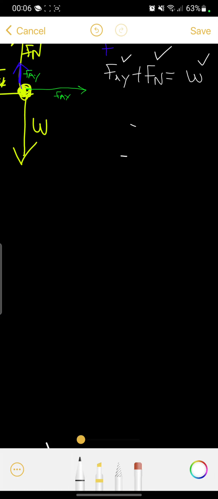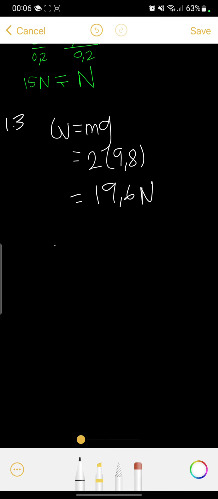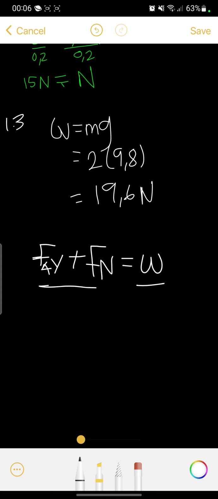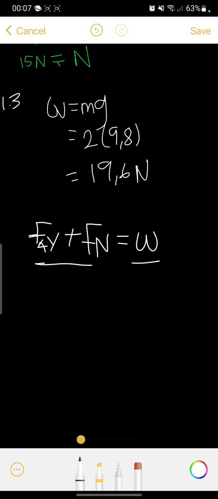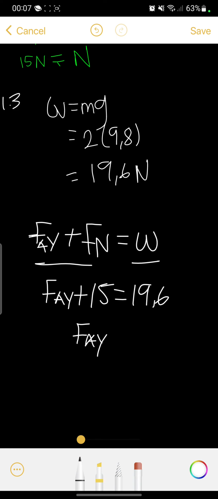So we're looking for Fay. So let's just replace into that little formula that we've made ourselves. So Fay plus Fn, which is the normal force, is equal to weight. So the force acting up is equal to the force acting down. So our Fay plus our Fn, we got it as 15, is equal to 19.6, which is the weight. So our Fay is obviously equal to this. When we take the 15 to the other side, we're going to subtract it. It's going to be 19.6 minus 15. We get 4.6 newtons.